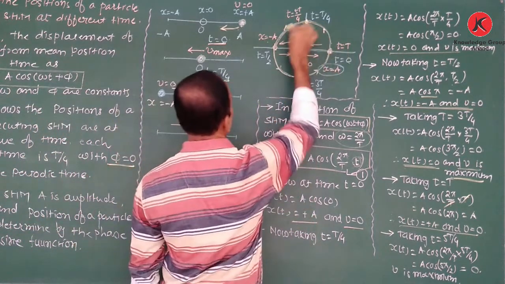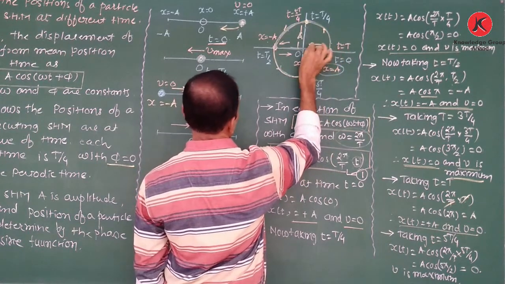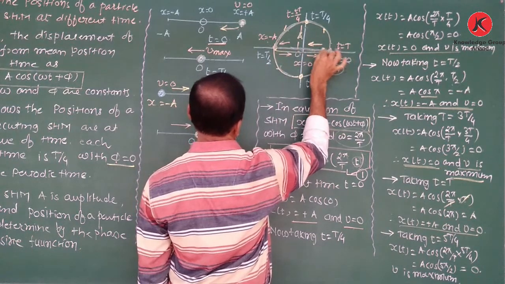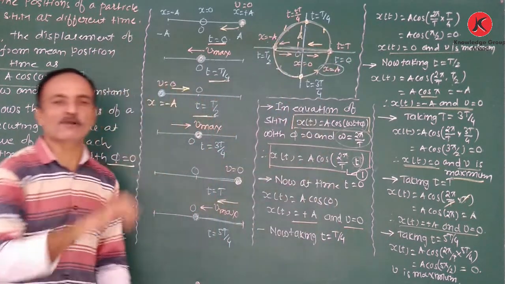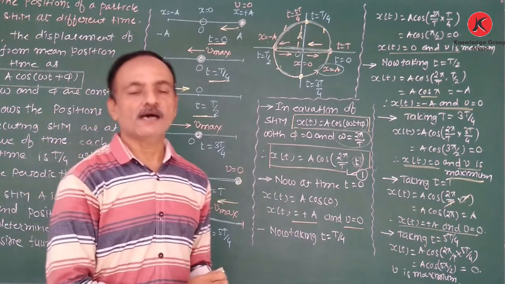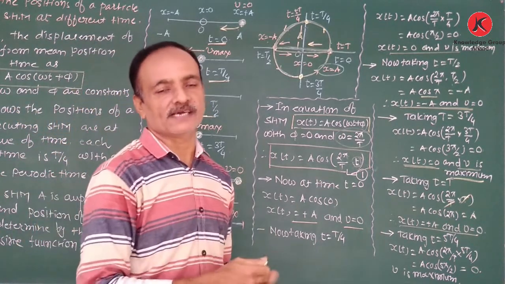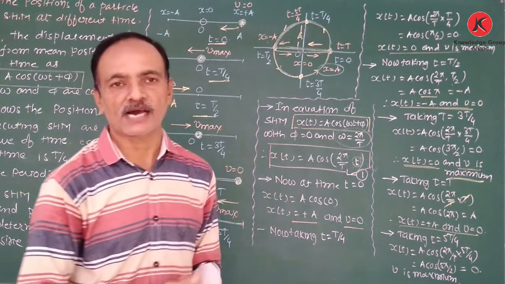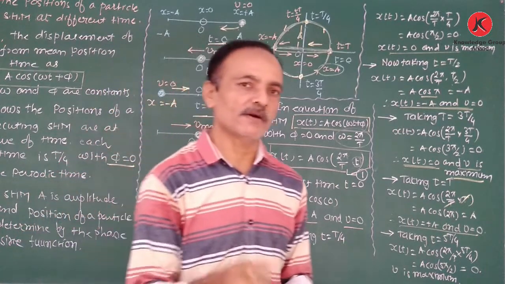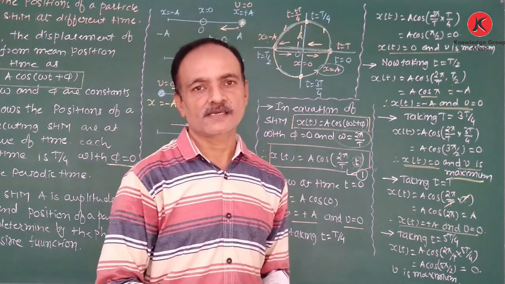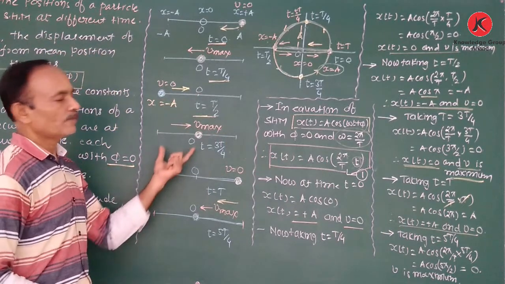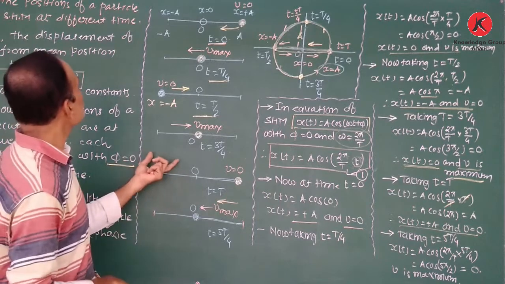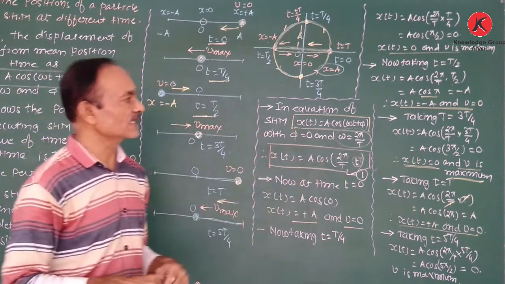Therefore, the particle moves on the circular path and its projection moves on the x-axis like this. Thus the motion of the projection of a particle performing uniform circular motion is also a simple harmonic motion. We will discuss this question later. But here, for different positions of a particle performing simple harmonic motion, we discussed the position and velocity of the particle.